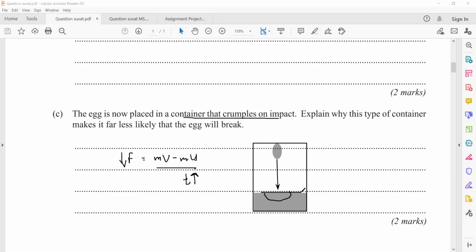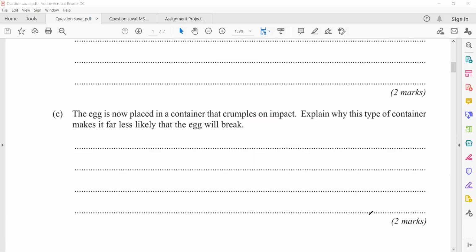If it was a hard, rigid surface, the moment the egg hits the surface, because it does not deform, in a short time the object will stop. So if the object stops in a short time, it will experience maximum force. Is it clear? Any other question in this exercise?